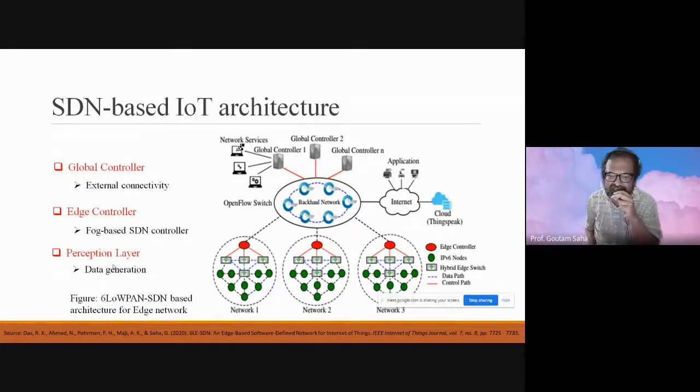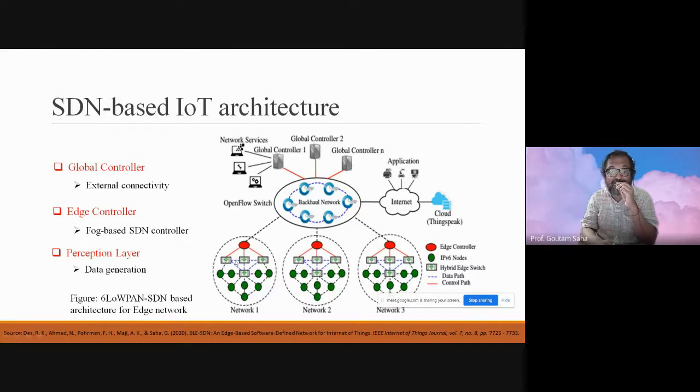This is an architecture which we developed, and it is, of course, at a much advanced stage in patent, and it has been published in the IEEE IoT journal, impact factor 9.7 probably. So you see what we have done. We have used multiple switches. So many sensors are there, and these sensors are connected.